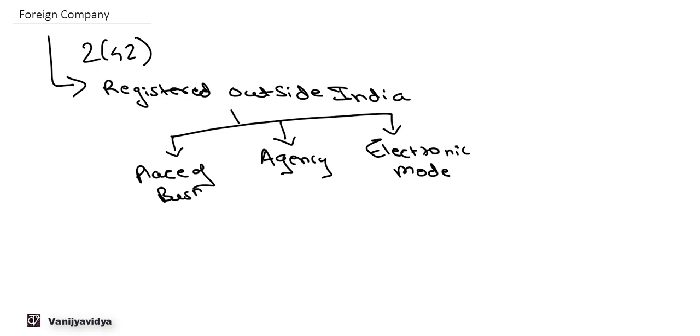So in short, it is a company which is incorporated outside India, but it carries on the business in India, either directly or through some agency or through an electronic mode. Then this is known as a foreign company. Now let us take one example.